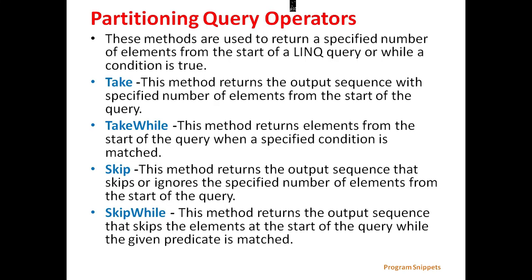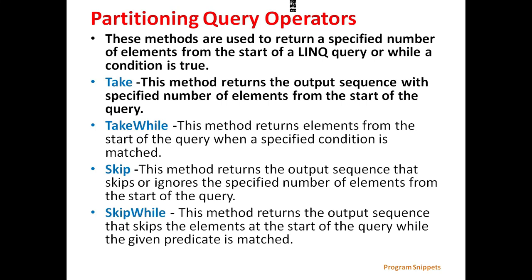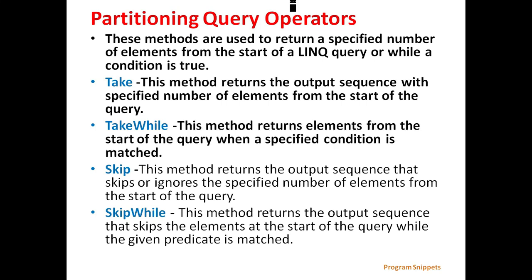Then partitioning query operators. These methods are used to return a specified number of elements from the start of a LINQ query or while a condition is true. Different partitioning query operators are: first is Take. This method returns the output sequence with a specified number of elements from the start of the query. Then TakeWhile. This method returns elements from the start of the query when a specified condition is matched.